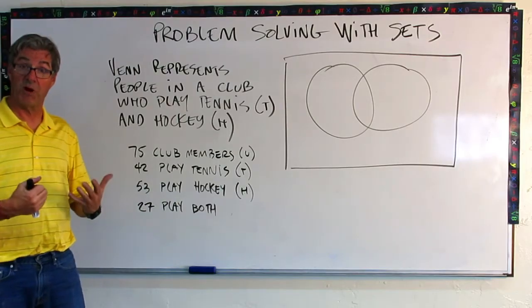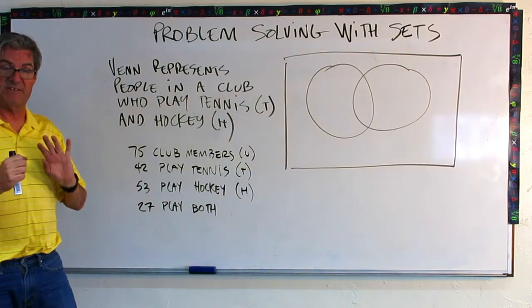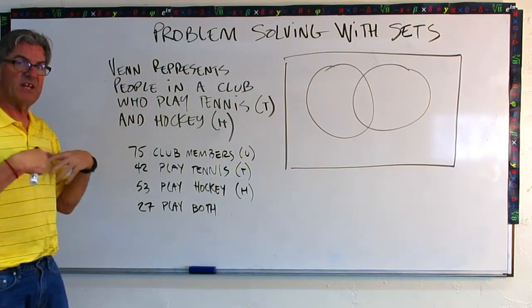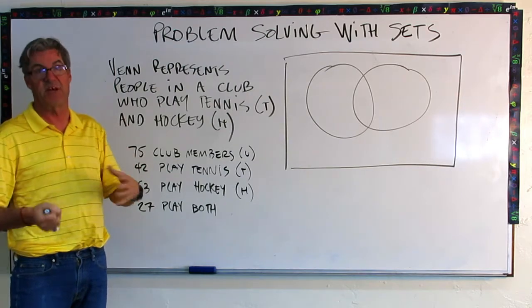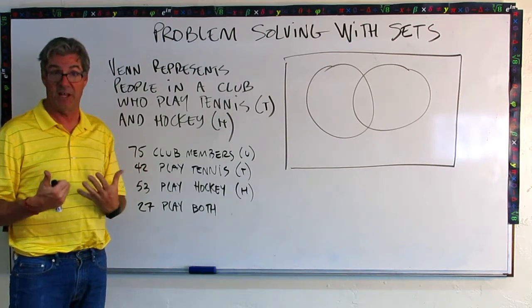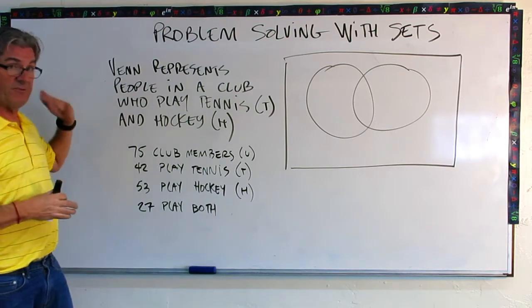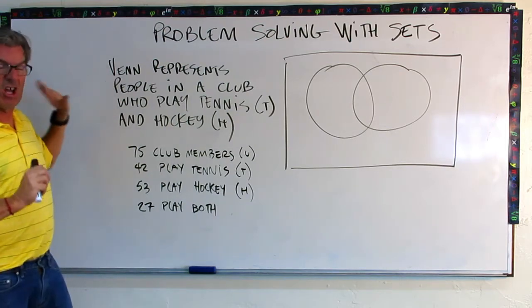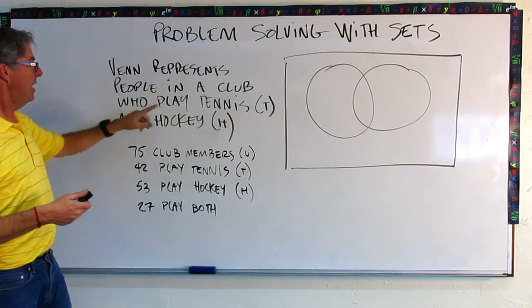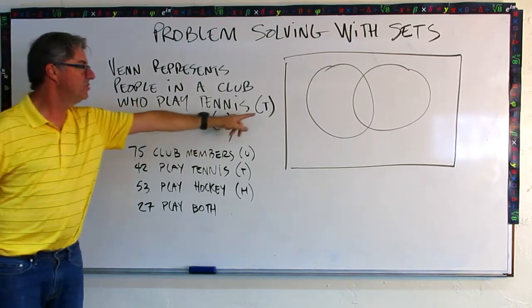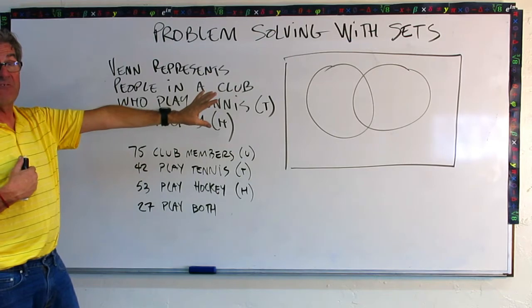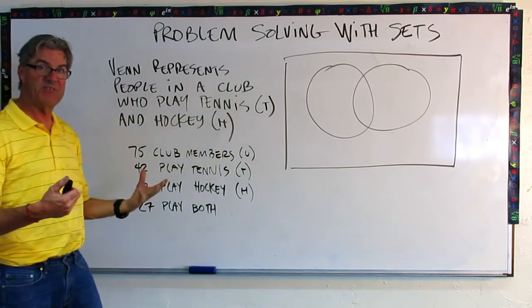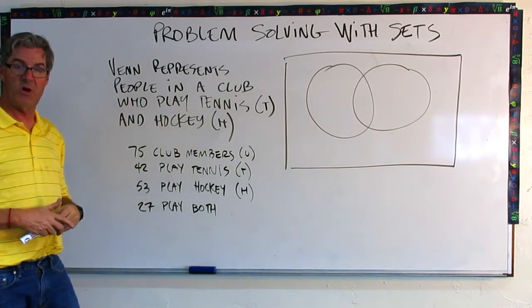Okay, let's do some problem solving with sets. These are word problems that ask you to come up with numbers of elements in certain sets or subsets or intersections or unions and the like. The situation for this problem is that we have a club where people play tennis and hockey, giving you abbreviations for those. We're first going to need to populate our Venn diagram. Once we've got the numbers in there, then we'll shift over to the questions.